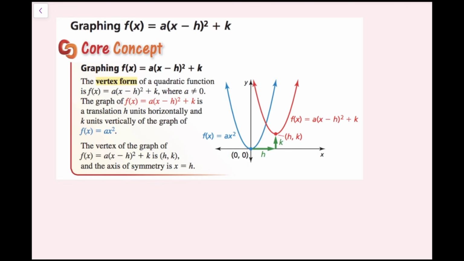Graphing f of x equals a times the quantity x minus h all squared plus k. The vertex form of a quadratic function is f of x equals a times the quantity x minus h all squared plus k, where a does not equal 0. The graph of f of x equals a times the quantity x minus h squared plus k is a translation h units horizontally and k units vertically of the graph f of x equals ax squared. The vertex of the graph is h comma k, and the axis of symmetry is x equals h.